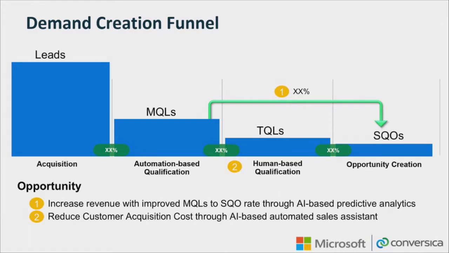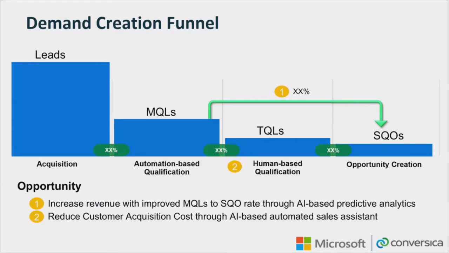The first is, how do we increase our conversion rates from MQLs to SQOs, so marketing qualified leads to sales qualified opportunities, through the use of AI-based predictive analytics. So basically lead scoring, and saying, what's the highest probability MQLs to convert to SQOs, and giving those to sales first.